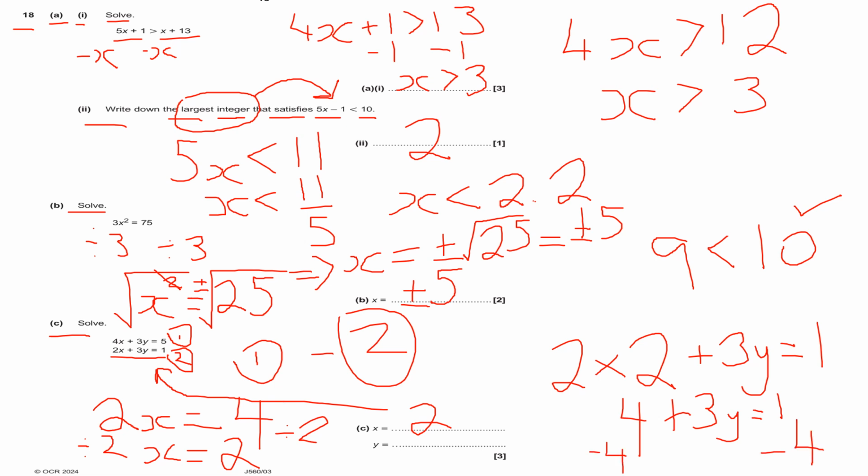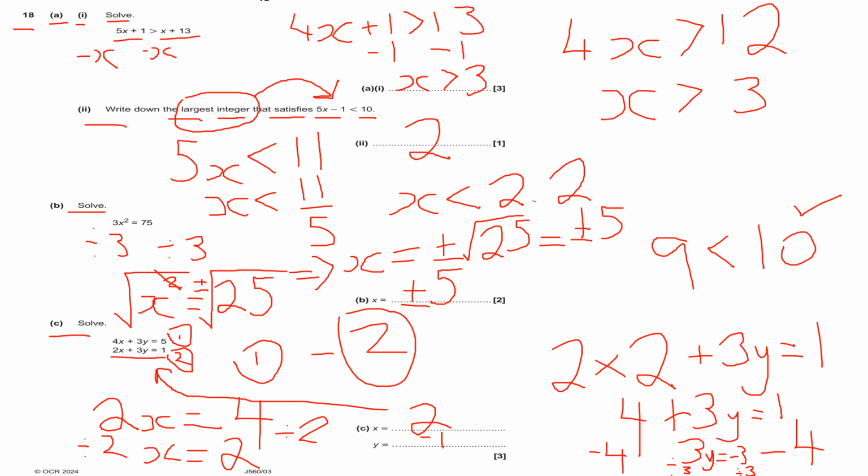So we have 3y is equal to minus 3. I don't want 3y, I just want y. 3y means 3 times y. So divide by 3 on both sides. You have 3y over 3 equals minus 3 over 3. So y is equal to minus 1, or negative 1. And that is my solution to the pair of simultaneous equations.